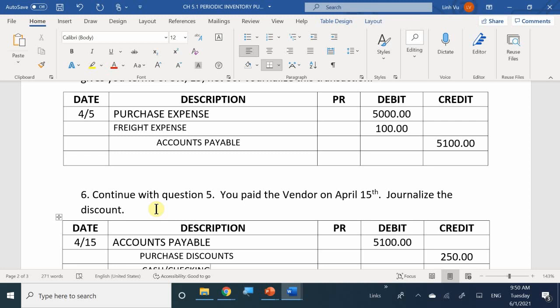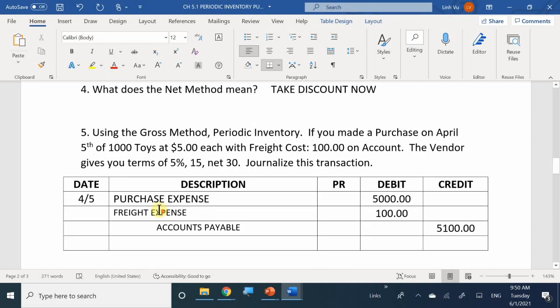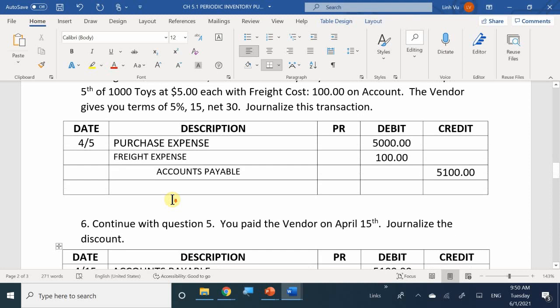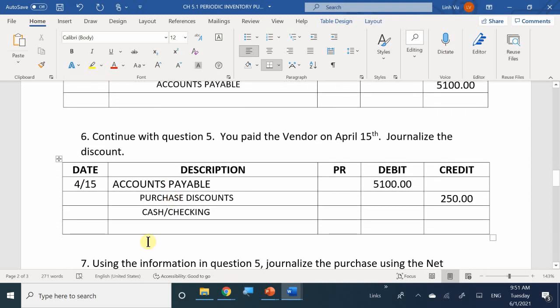Correct. Am I the only one having a question about this? Right, the 255 is 5% of the 5,000. Is it 2% or is it 5%? It's 5%. According to question 6, the way you're journaling it now, it should be coming out of just the 5,000, not the total 5,100.